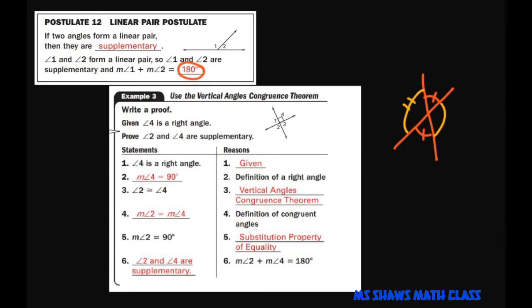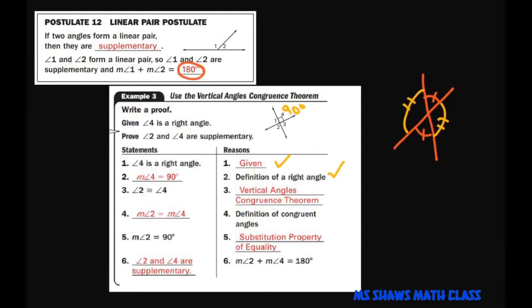That means if you have vertical angles like this, these two angles are congruent, and these two angles would be congruent. All right. So it says given that angle 4 is a right angle, and we're going to prove that angles 2 and 4 are supplementary. So it's given that 4 is a right angle. Therefore, we know that the measure of angle 4 is 90 degrees, by the definition of a right angle.